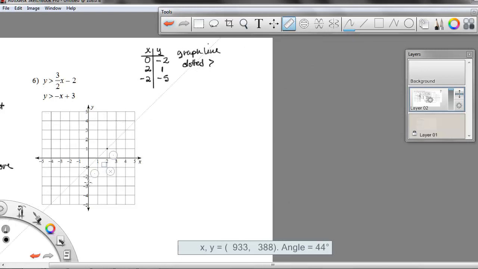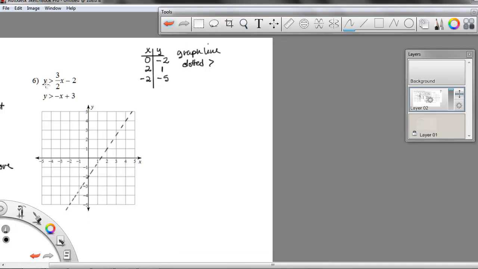Make sure you use a straight edge. So there's 0, negative 2. There is 2 and 1. And there is my line. Now this is greater than, so I'll shade above. And remember, just make some light lines going one way. I'm going to do vertical on this one. It doesn't matter if you do vertical or horizontal, as long as you can pick out your final area, which will be the area that's shaded twice.